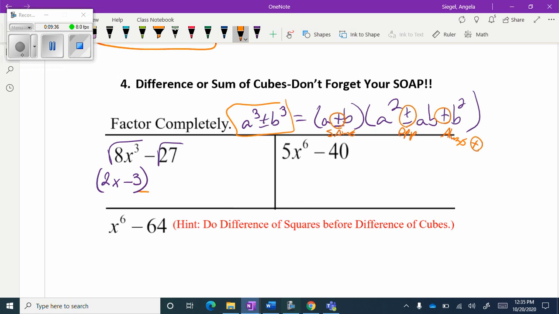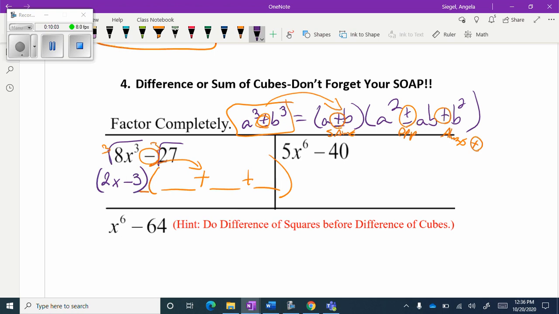So this is our original problem. So when you go from here to here, it's always whatever this sign is. So that's why I took the cubed root of 8x cubed and the cubed root of 27, 2x minus 3. And then I'm going to have 3 things to fill in, but I'm always going to do the signs first. So this is going to be opposite. So if this is minus, this is plus, and this is always going to be positive.